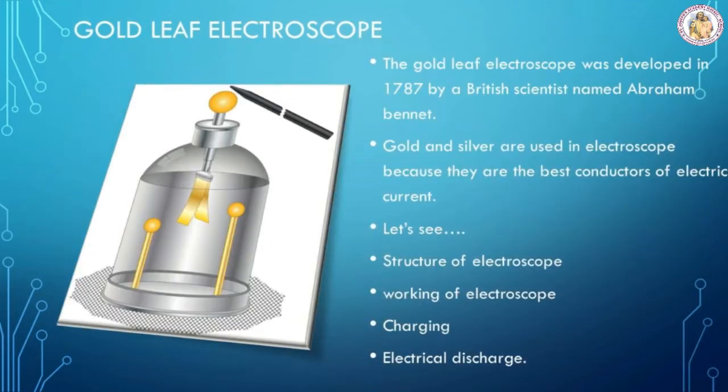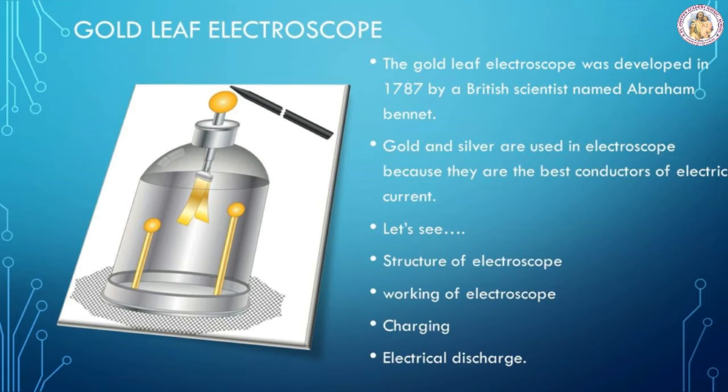Gold leaf electroscope. The gold leaf electroscope was developed in 1787 by a British scientist named Abraham Bennet. Gold and silver are used in electroscopes because they are among the best conductors of electric current. Now, the structure of the electroscope. It is made up of a glass jar. A vertical rod is inserted into the jar through a cork. The top of the brass rod has a horizontal brass rod or knob or a brass disc. Two gold leaves are suspended from the brass rod inside the jar.